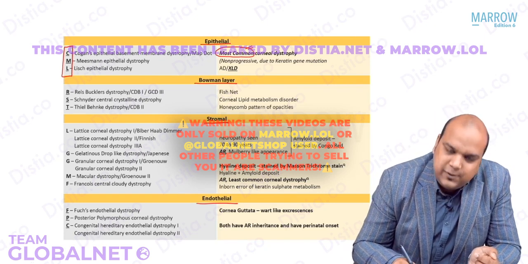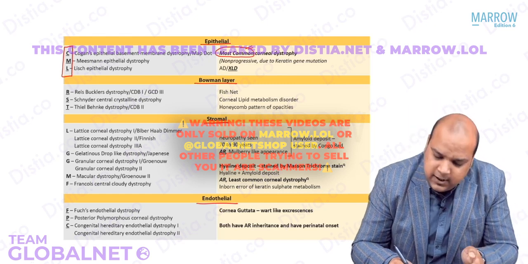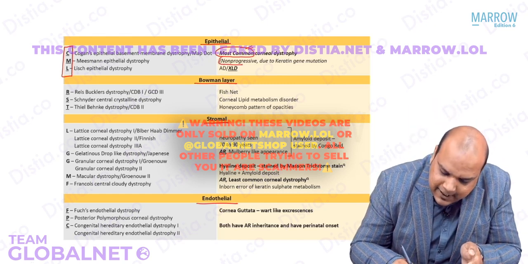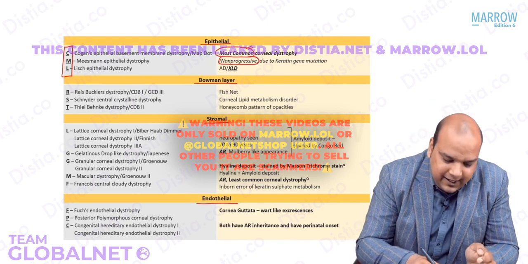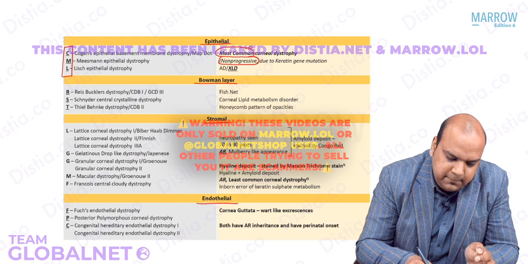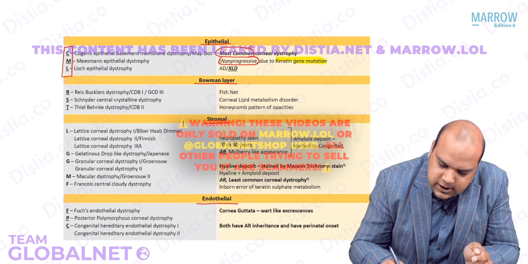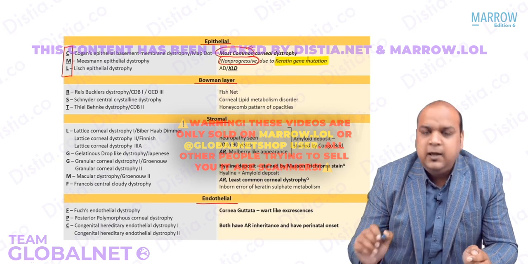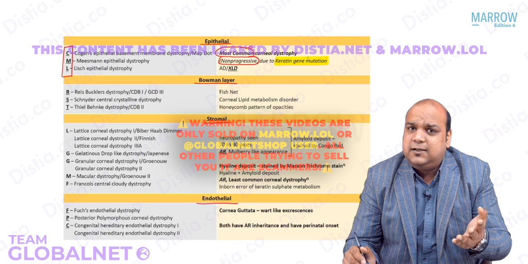Now the second is Meesmann epithelial dystrophy. Meesmann, the first question, the difference from all the corneal dystrophies that we know, which should be progressive, but as is written here in one word, this is non-progressive. And this is specifically due to the mutation of a gene, which is marked here for you, keratin gene mutation. Now, due to this keratin gene mutation, the clinical appearance which occurs is characteristic.